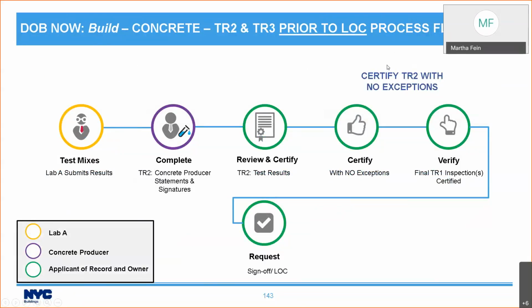And this is the straightforward process with no exceptions. After the work is done, Lab A, the lab for the TR2, submits their result of their testing of the mixes. The concrete producer also goes into the TR2 and signs to attest that they produced the concrete in accordance with the requirements. The applicant of record then needs to review and certify the TR2 test results. Once they certify with no exceptions, remember we're taking the easy path here, they then need to verify that the final TR inspection was done, or whatever final inspection was done, and at that point they can request their letter of completion.